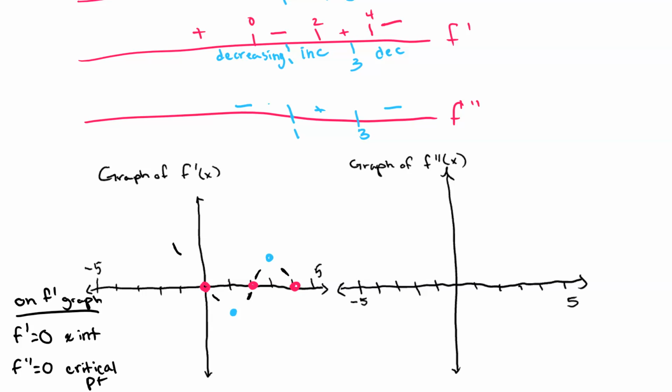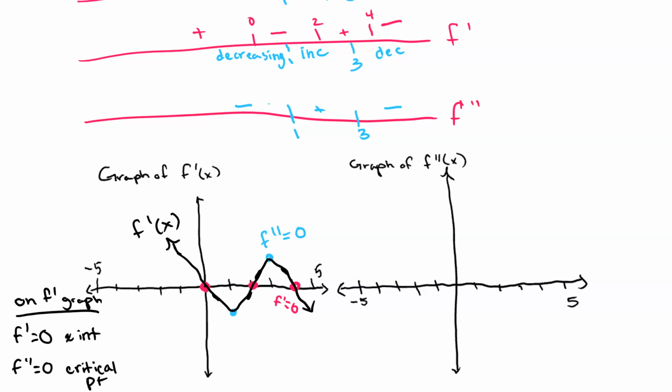So now that we have graphed our characteristics of f prime and our critical points, we're all good. Here I used blue for my critical points, which is the points where the second derivative equals 0, and I used pink for my x-intercepts, which is where my first derivative equals 0. This is, of course, the graph of f prime of x, so we're going to label it.